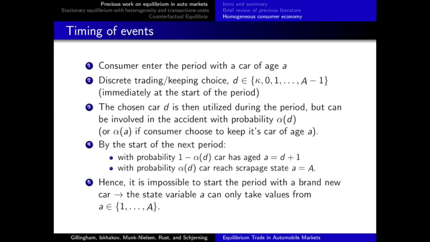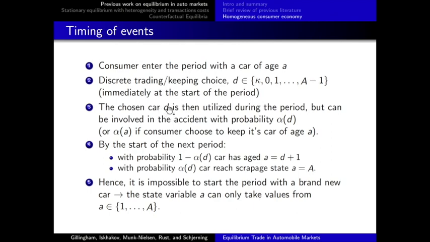Here's a little bit about the timing of the events. The consumers come in with the state variable A. You wake up in the morning, you know your car is A. Then you make your discrete trading, keeping decisions. That is, you choose whether you want to keep your car or trade for a car of this type. This happens immediately after the start of the period.